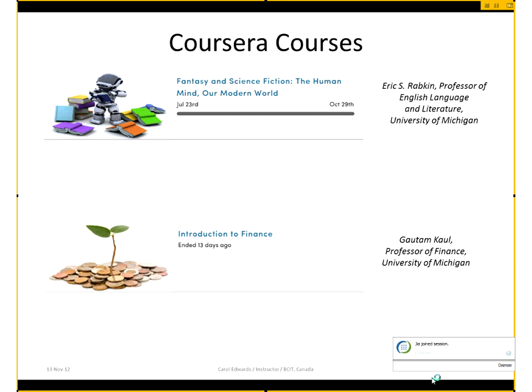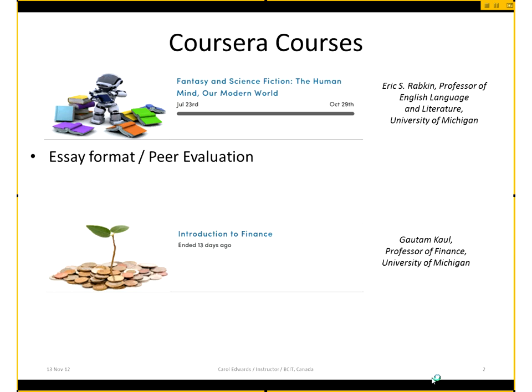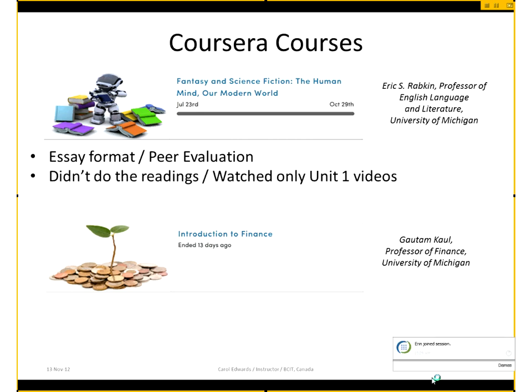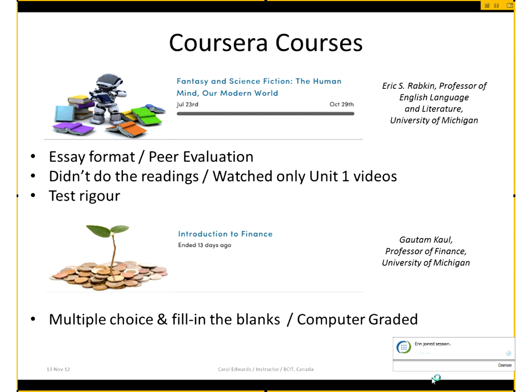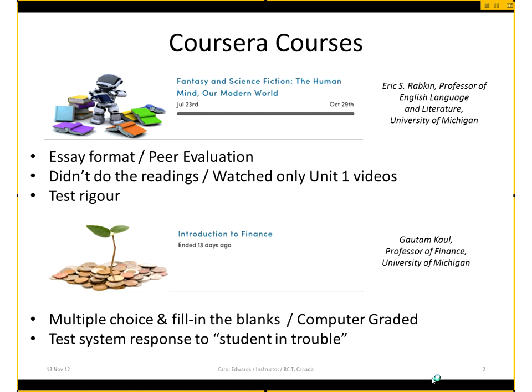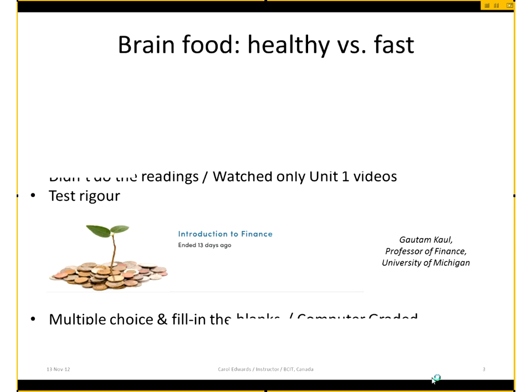I actually enrolled in 2 Coursera courses: Fantasy and Science Fiction, The Human Mind, Our Modern World, and Introduction to Finance. The first is an essay format with peer evaluation. I didn't do the readings and watched only the Unit 1 videos, as I was trying to test the rigor of these things. The second was based on multiple choice and fill in the blanks. It was computer graded. It was to test the system's response to the student in trouble. For the first one, I got a 4 out of 6 without doing the work. And for the second one, I intentionally failed by choosing random answers and scoring 10%.